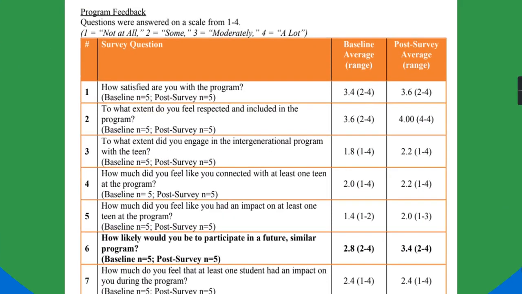Now, list your questions in the order you asked them on your survey down the question column. Then take your averages from your baseline survey and align them with the questions they go with. This will go in the baseline survey average column. Lastly, do the same thing with the averages from post-survey.